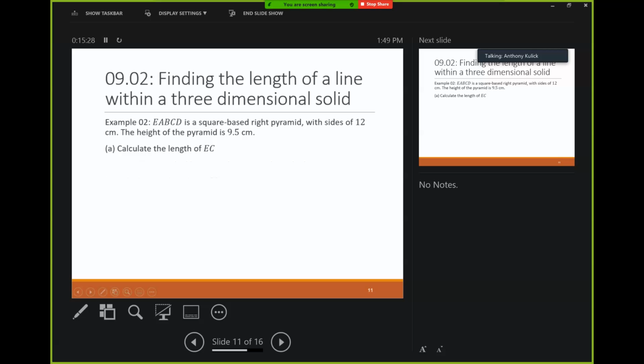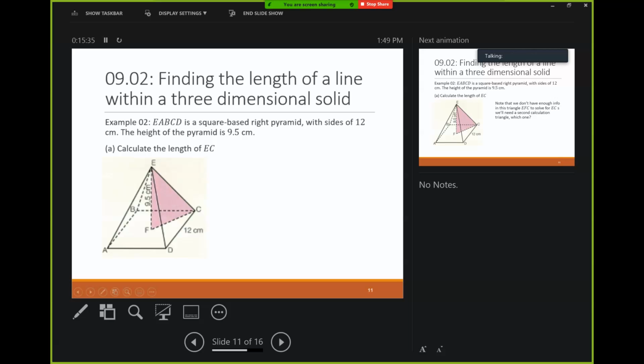So what should we do to start? Draw it. Yeah, we'd want a picture, right? So there's my square-based pyramid. The sides of the pyramid are 12. I labeled the height of the pyramid as E. That's pretty typical in that the apex of your pyramid is usually the first letter, if you're given it listed as a 5-letter like that. So there's the height labeled at 9.5, and the sides are all 12.